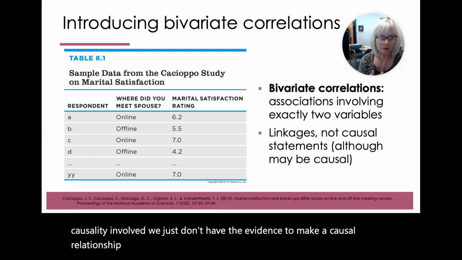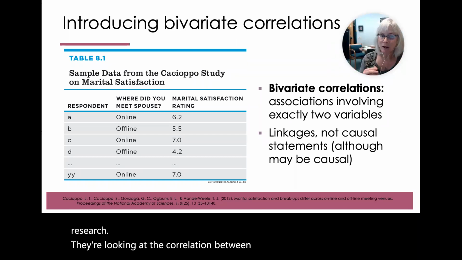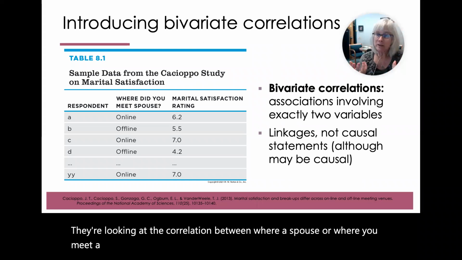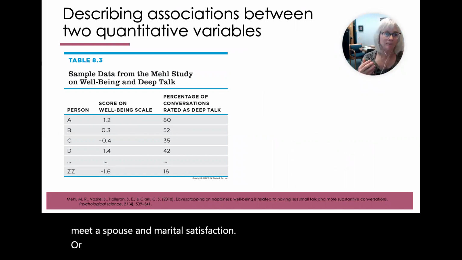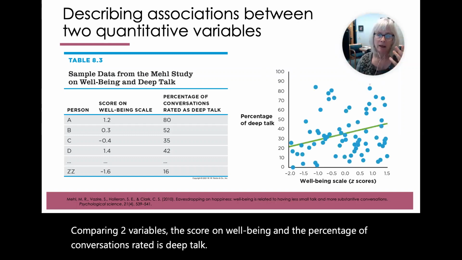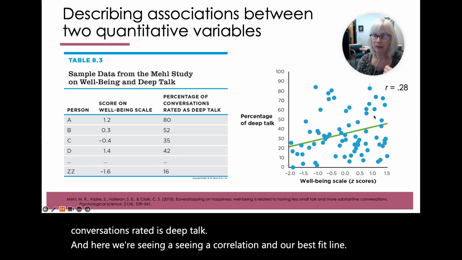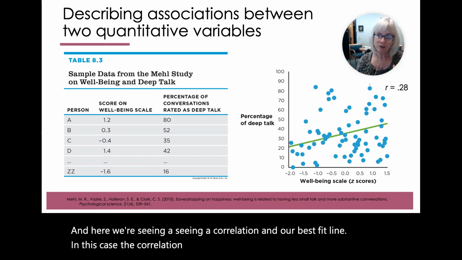So, for example, here in Cacioppo et al.'s research, they're looking at the correlation between where you meet a spouse and marital satisfaction. Or here, data comparing two variables, the score on well-being and the percentage of conversations rated as deep talk. And here we're seeing a correlation and our best fit line. In this case, the correlation is 0.28.